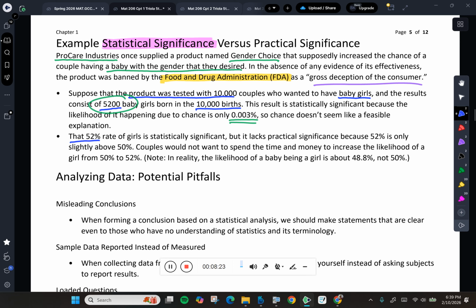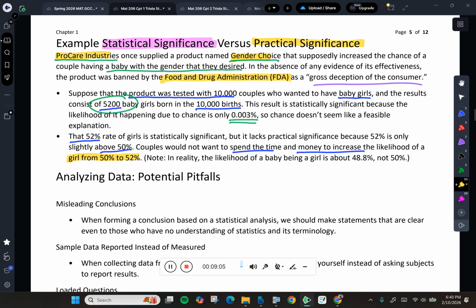Now, practically, though, there's only a 52% chance that you're going to have a girl. That's barely above 50%. And depending on how much time or money that you would have to spend for this gender choice treatment, is it worth it? And that's where practical significance comes into play. So the question of, let's say that this thing, whatever this ProCare Industries gender choice was, let's say it costs $5,000. Is it worth $5,000 to increase the chance of a girl birth from 50 to 52%? Is that practically significant? What if it was $10,000? What if it was $20,000?